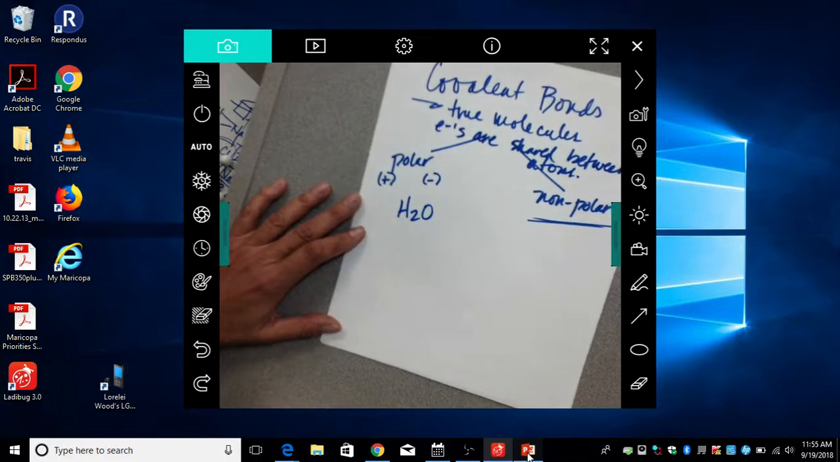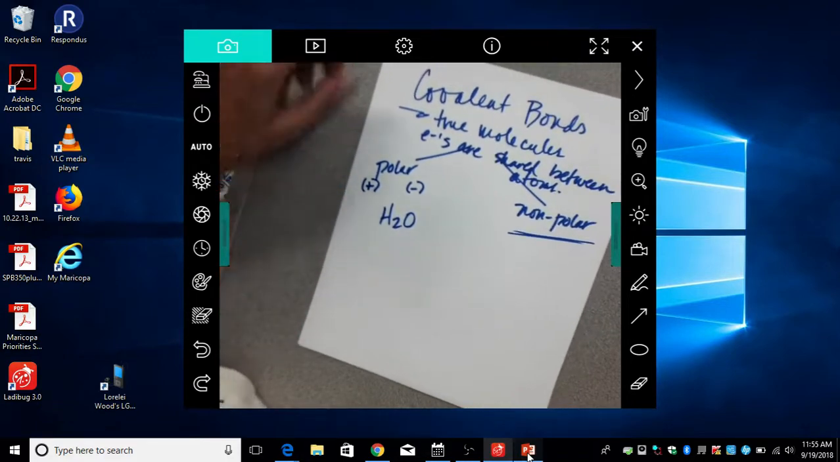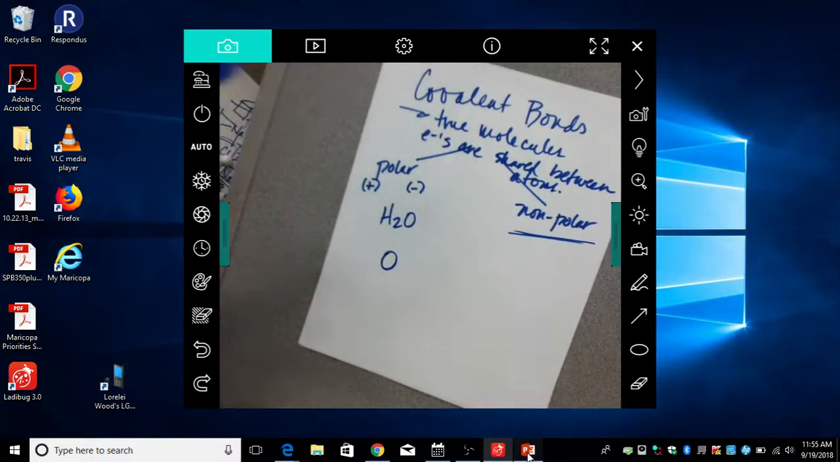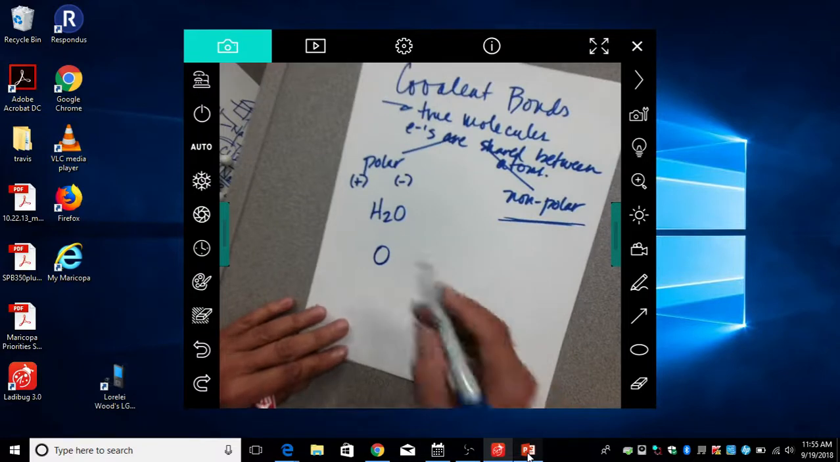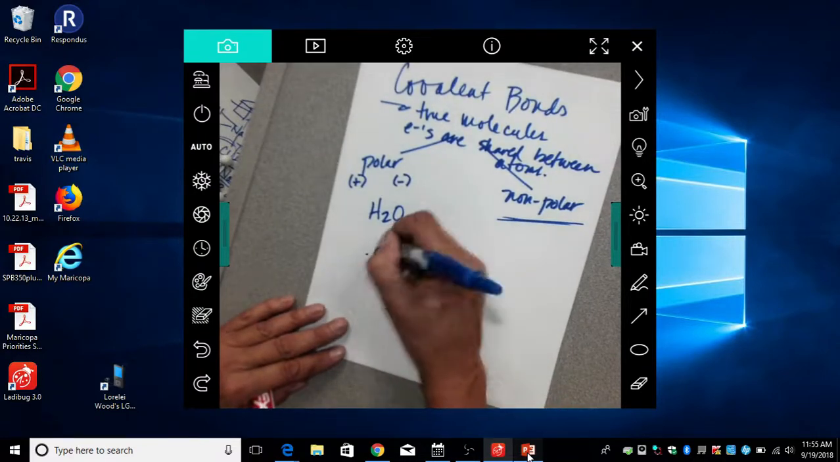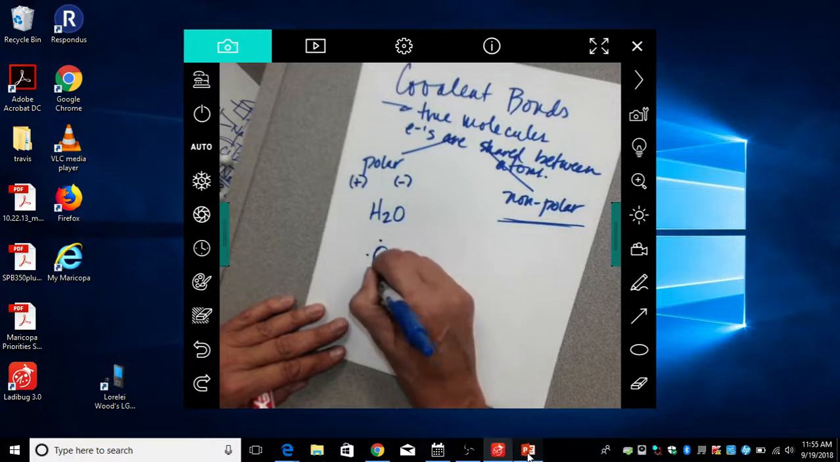So for example, if we look at something like good old H2O, right? Let's look at the individual dot structures for both hydrogen and oxygen. Well, you look at oxygen here. How many valence electrons does oxygen have? 6. So we're going to do the Lewis structure just for oxygen. 1, 2, 3, 4, 5, 6.